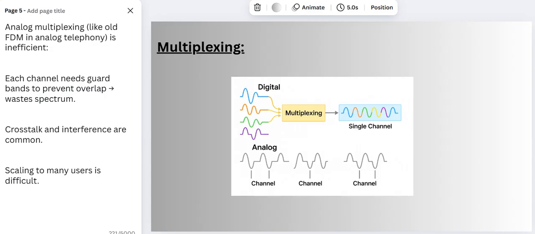Each user gets a separate slot in time, frequency, or code space. Whereas in analog multiplexing, like the old analog telephone, the multiplexing is inefficient. Each channel needs guard bands to prevent overlap, so there is wasted spectrum. Crosstalk and interference are common in analog communication. So scaling to many users is difficult.